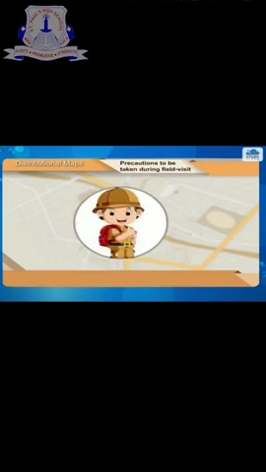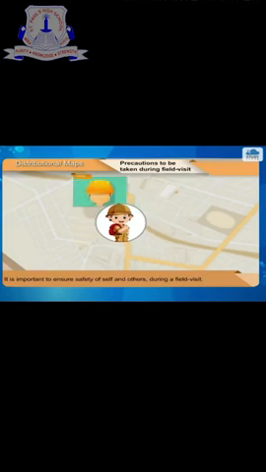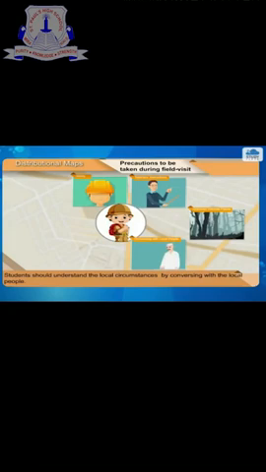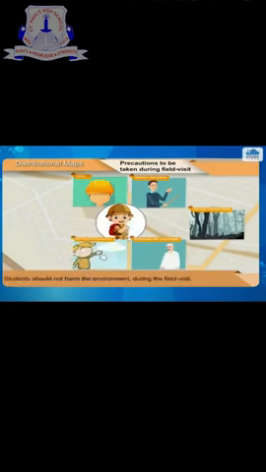Precautions to be taken during field visit. It is important to ensure safety of self and others during a field visit. Students should obey the teacher's instructions. Students should not go to unknown remote places alone. Students should understand the local circumstances by conversing with the local people. Students should not harm the environment during the field visit. Students should always keep a first aid box for emergencies.